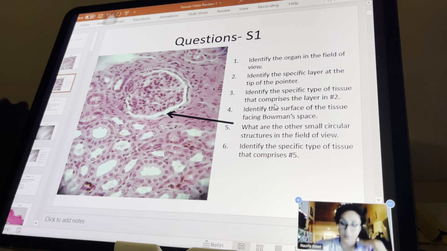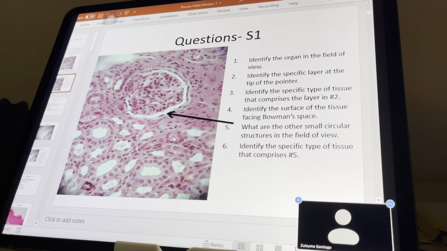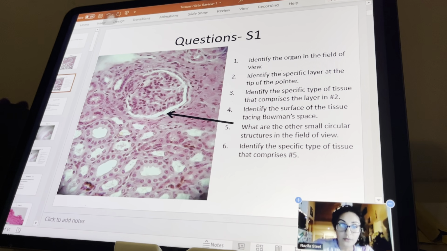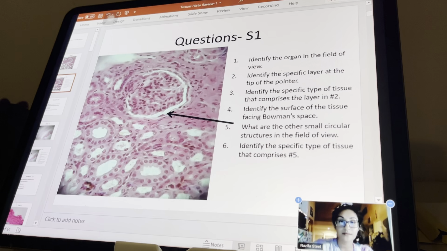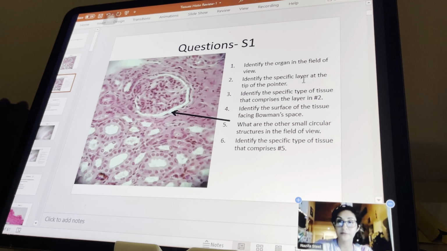Then for number 3, Zulema: identify the specific type of tissue that comprises the layer in number 2. Basically, what is the specific type of tissue at the pointer? That's the simple cuboidal tissue? If you look closely, it looks like just a line. Oh, squamous? Epithelial squamous, exactly. Simple squamous epithelial tissue. Perfect.